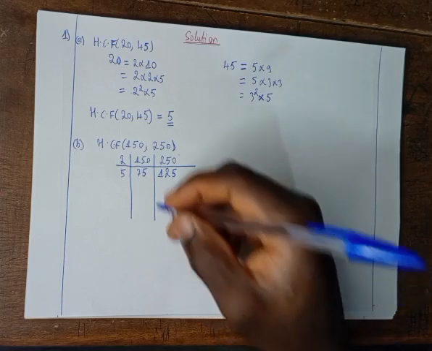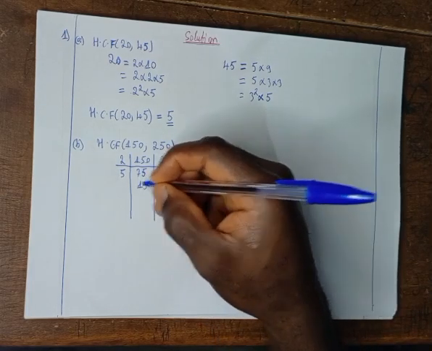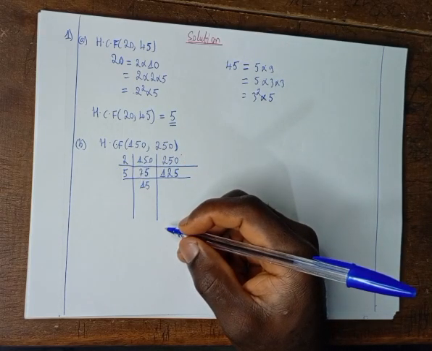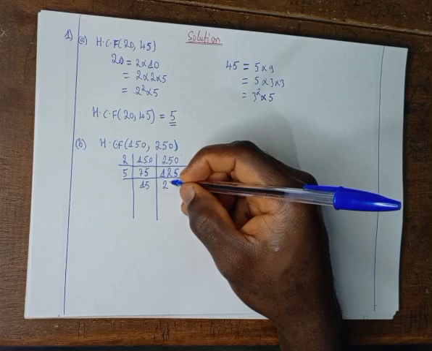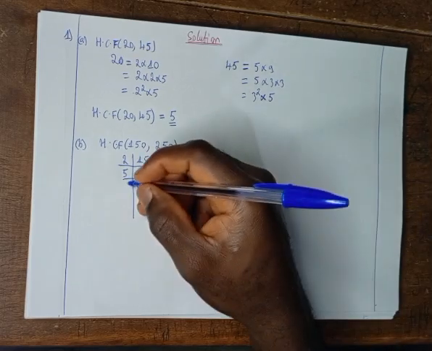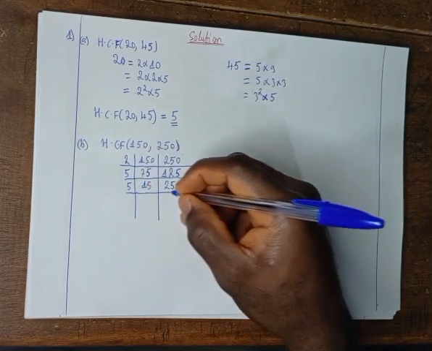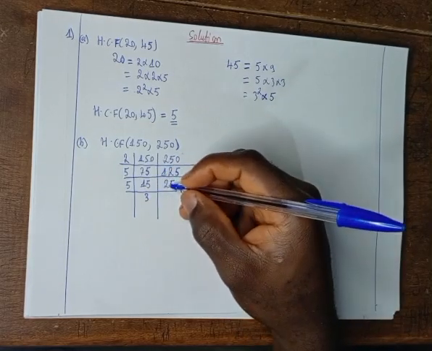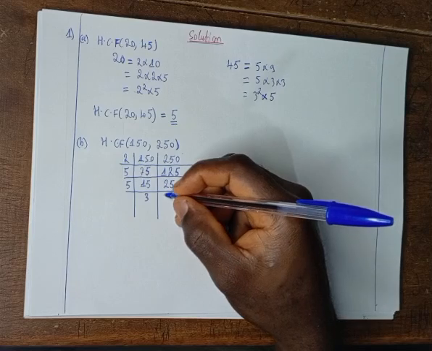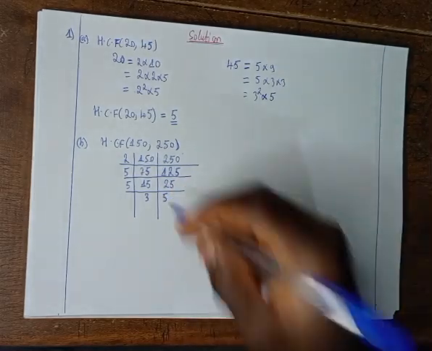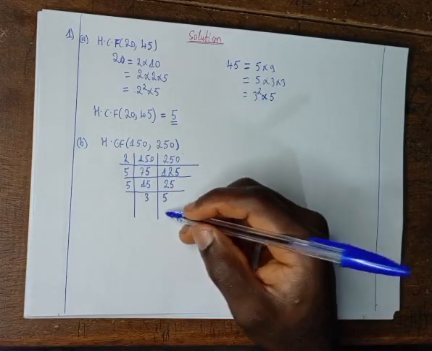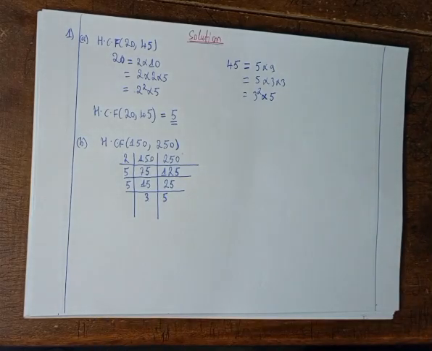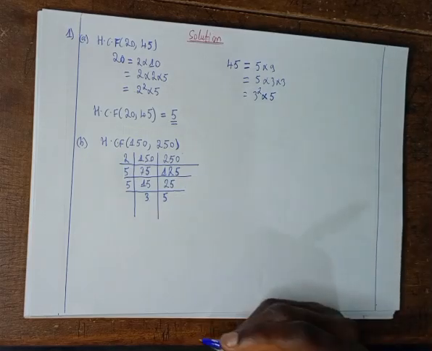75 divided by 5 is equal to 15. The next, 125 divided by 5 is equal to 25. So that we can still make use of 5, we bring down 5. 15 divided by 5 gives us 3. 25 divided by 5 gives us 5. We are left with two prime numbers, 3 and 5. Between 3 and 5, there is no prime factor which is common. So we are going to end at this level.